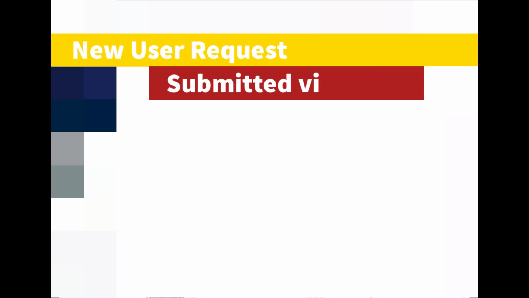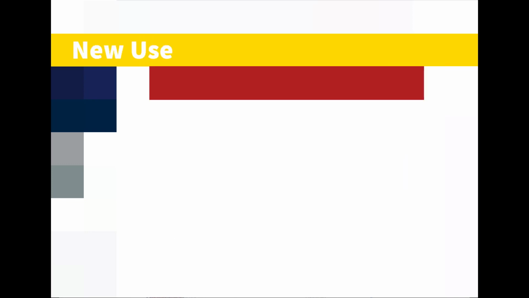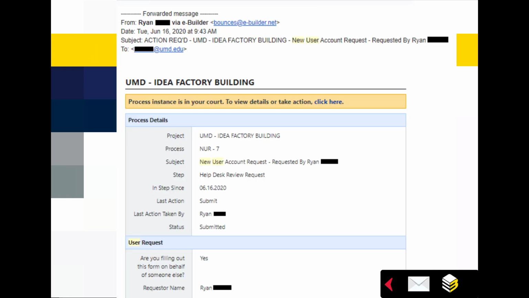Here is the request example via email. If you receive the request via process, if the Add a New User request is submitted via process, as a member of the eBuilder Help Desk, you will receive the following eBuilder email notification via email. This process is called New User Account Request with NUR acronym. You can simply click on the Click Here link on the email and see the request.